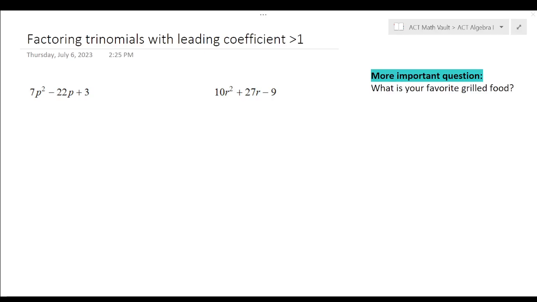Hi everyone, in this video I want to talk about factoring trinomials with a leading coefficient that's greater than 1.